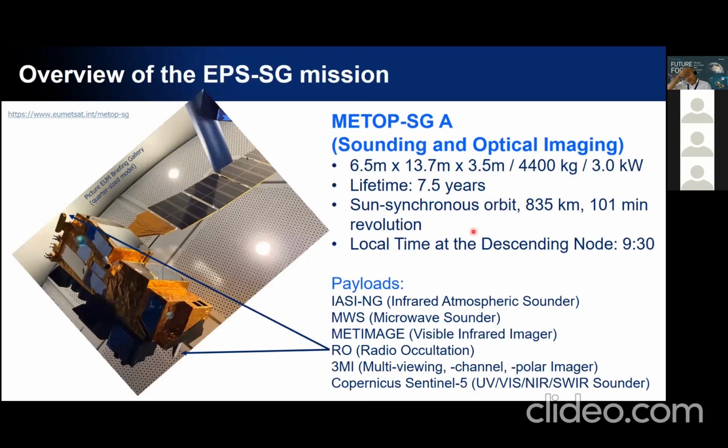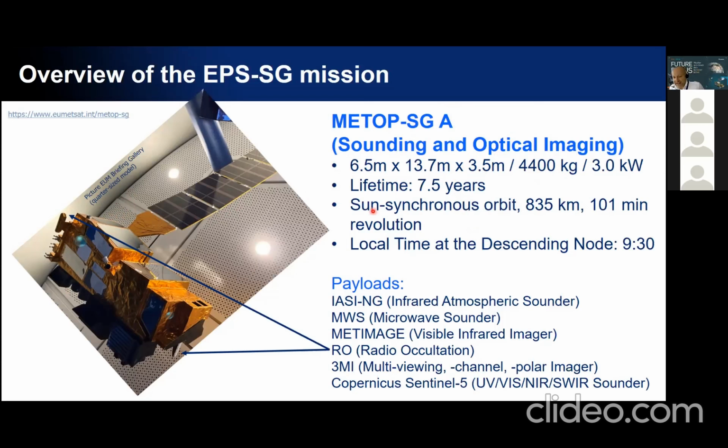So, Metop Second Generation. Metop Second Generation is a constellation of 6 satellites flying in 3 pairs. Each pair has, of course, 2 satellites. The first one, Metop-SG A, is the satellite that is carrying on board all the sounding and optical imaging payloads. It is a huge satellite. Here is a quarter-sized model picture taken in our briefing gallery. It's really a big satellite. The lifetime is 7.5 years.